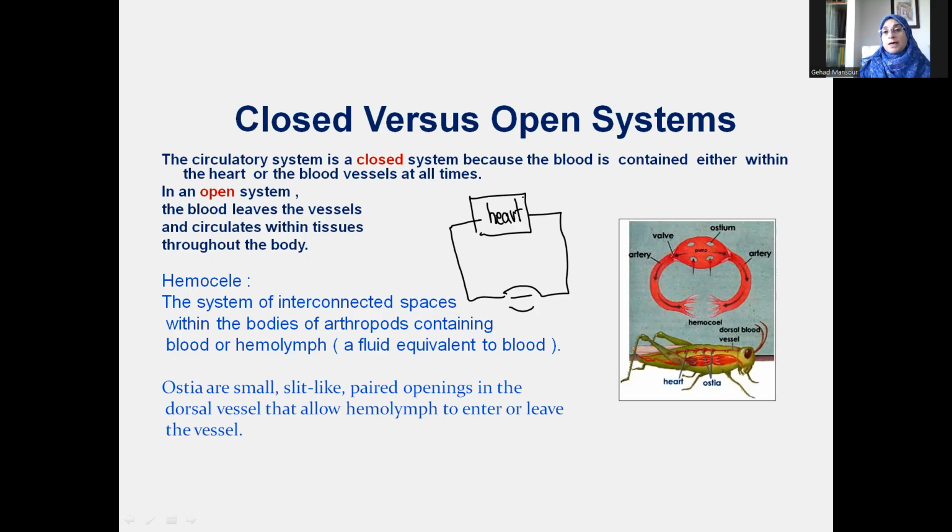So this is a closed system, and it is mainly closed because we have those blood capillaries that are widespread in the body and that connect the arteries to the veins.